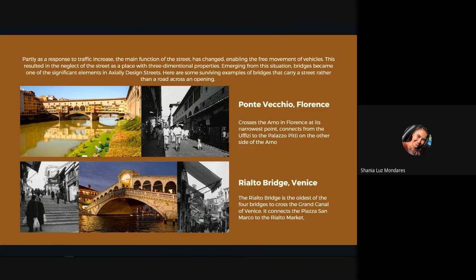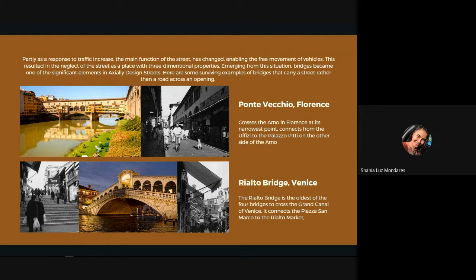The first one is the Ponte Vecchio Bridge in Florence. This crosses the Arno in Florence at its narrowest point. It connects the Uffizi to the Palazzo Pitti on the other side of the Arno. There have been visible shops on the bridge since the 13th century, and initially they were butchers and fishmongers, then later turned to tanners whose industrial waste caused a stench in the area. So in 1593, Ferdinand I decreed that only goldsmiths and jewelers were allowed to have shops on the bridge in order to improve the wellbeing of people walking on the bridge.